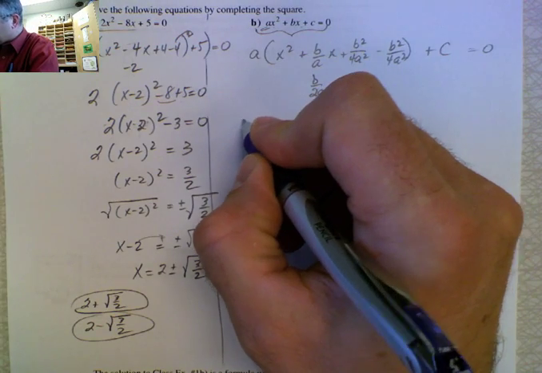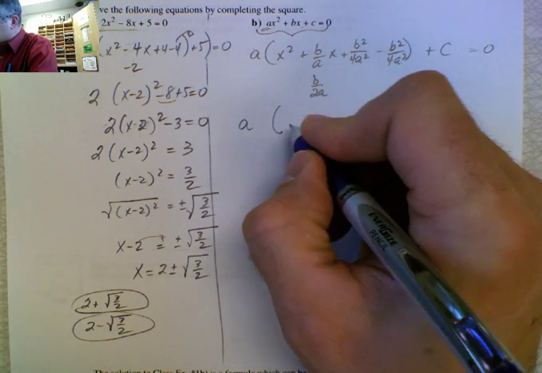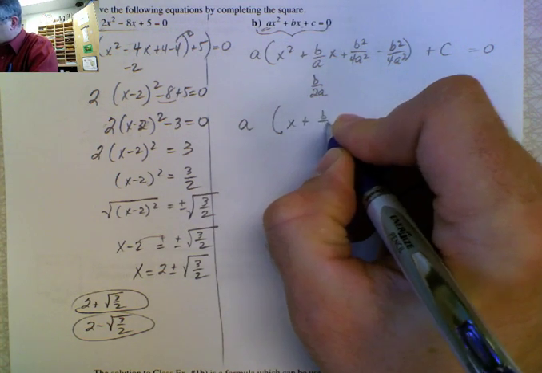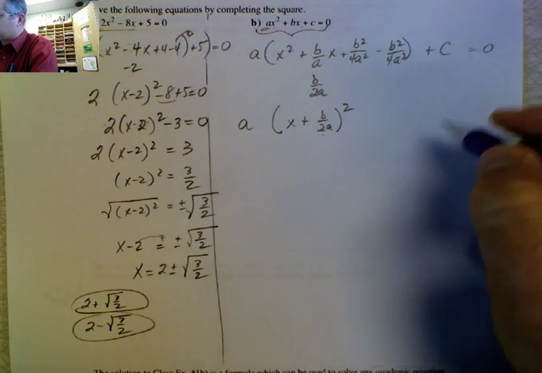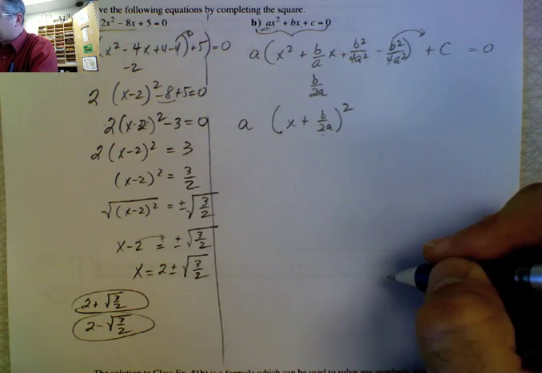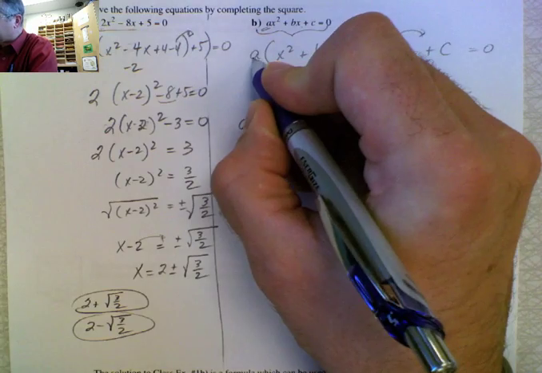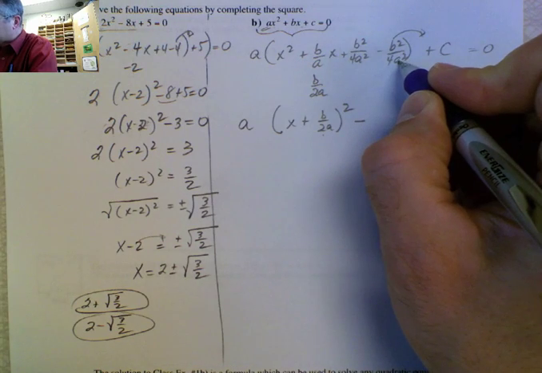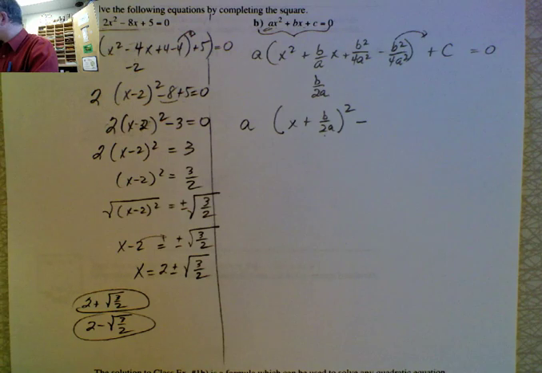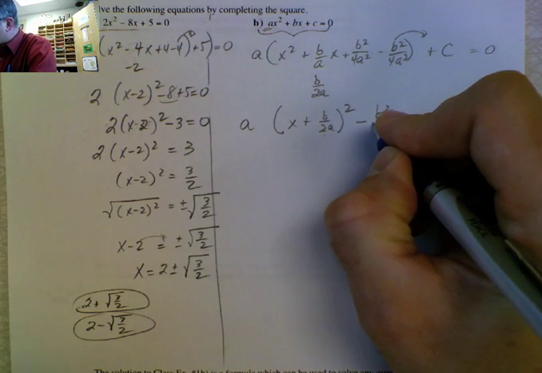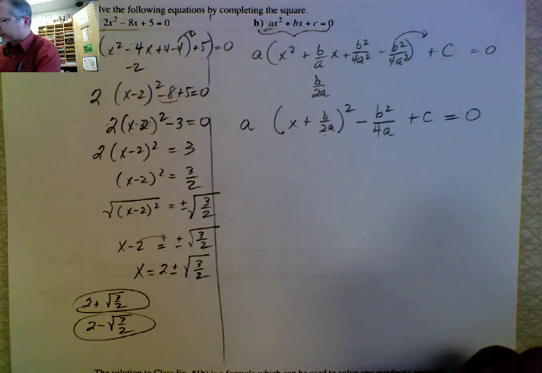So now we get a times x plus b over 2a squared, because remember, half of the middle term is our squared factor. When we move this negative quantity outside, we need to times it by a. Well, if we times it by a, it cancels out one of the a's in our denominator. So what we end up with is b squared over 4a plus c equals 0.